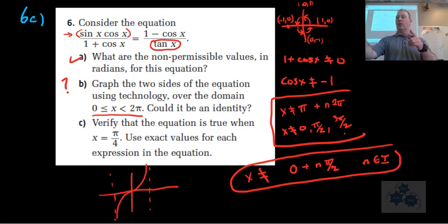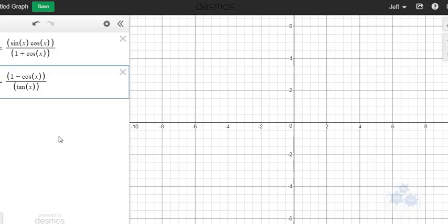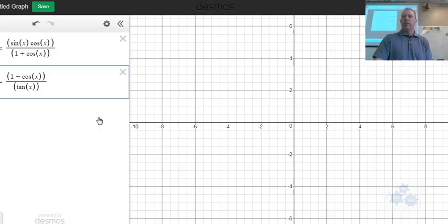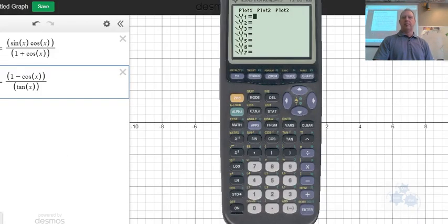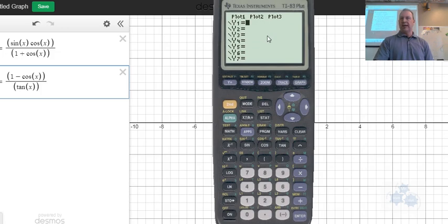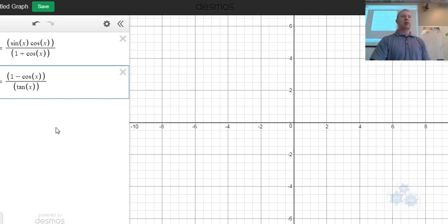So if you don't have a graphing calculator with you right now, why don't you grab one, and let's do this. Let's graph both sides of the equation. Okay, so you guys have done this on your graphing calculators. I did this on Desmos here, so let's just take a look.